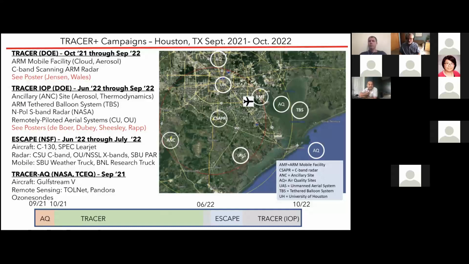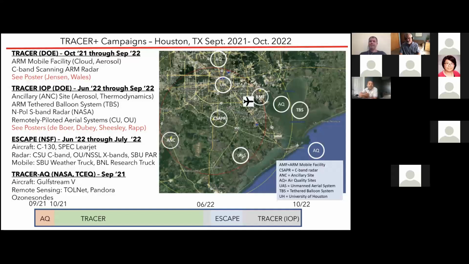And Tracer will begin from October of this year and run through September of next year, so we have a year of deployment, and there's going to be an intensive operational period, the IOP, during the summer. So next summer will be the IOP for Tracer.